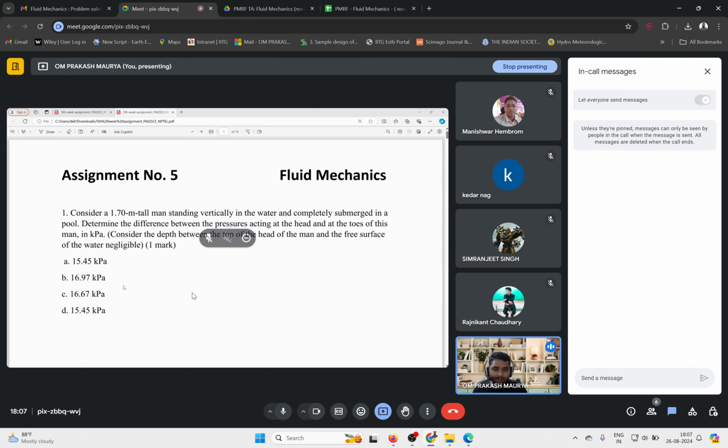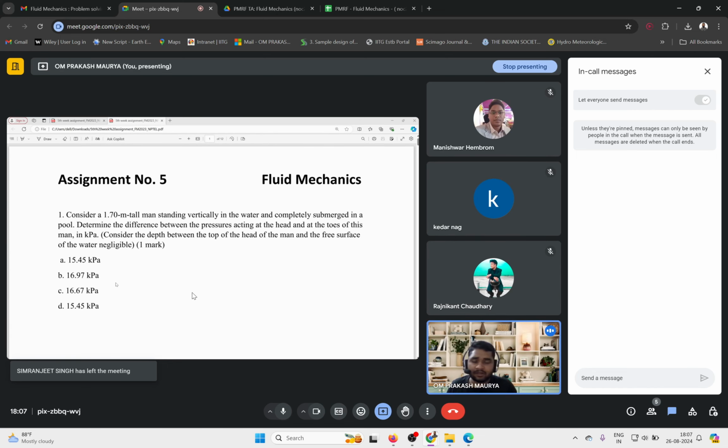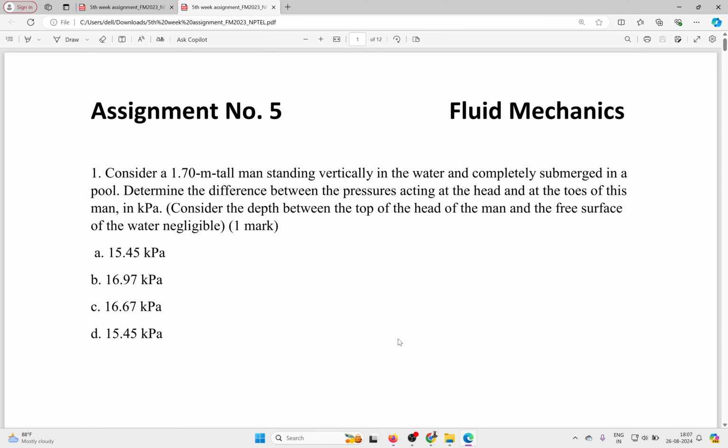So welcome all in week number 5. I'm Om Prakash Maurya. So we'll solve question number 1. Question 1 is about, let me just read it for other students. So assignment number 5.